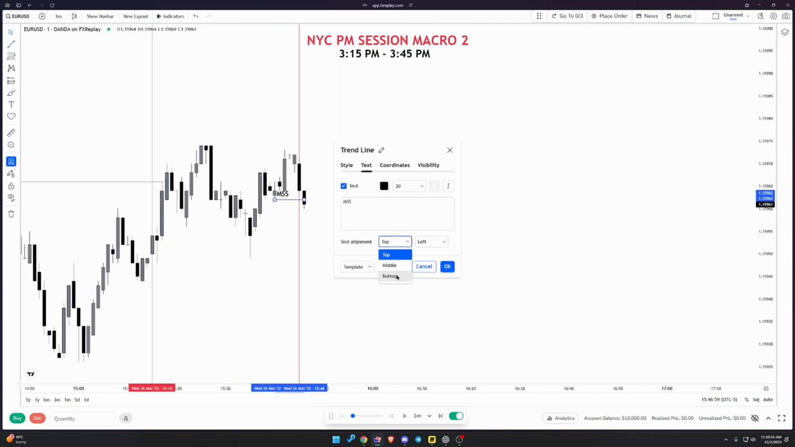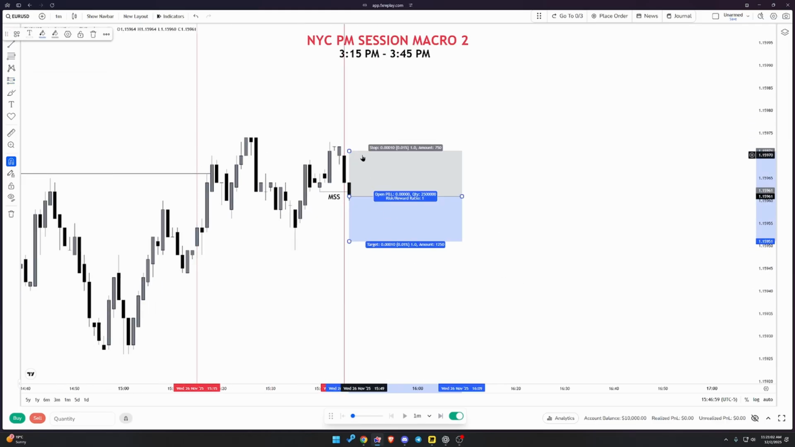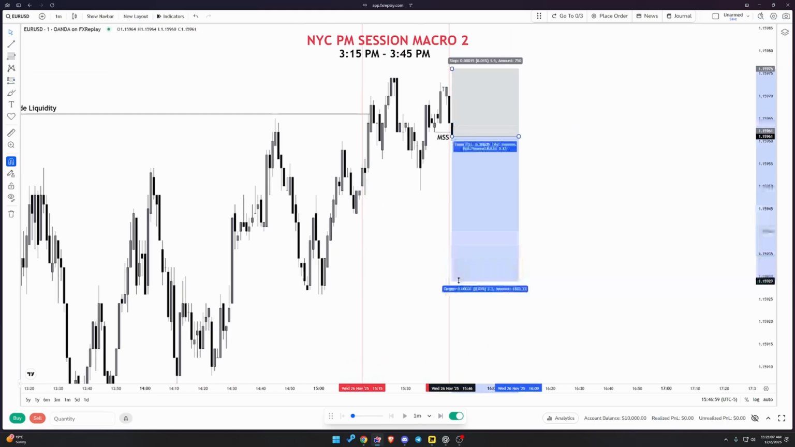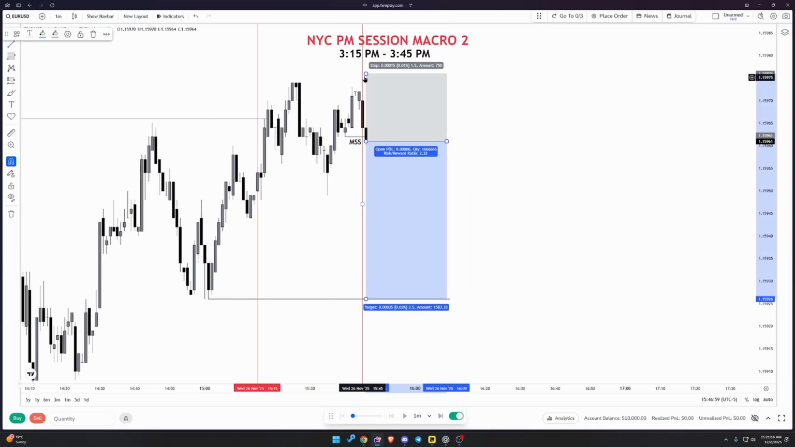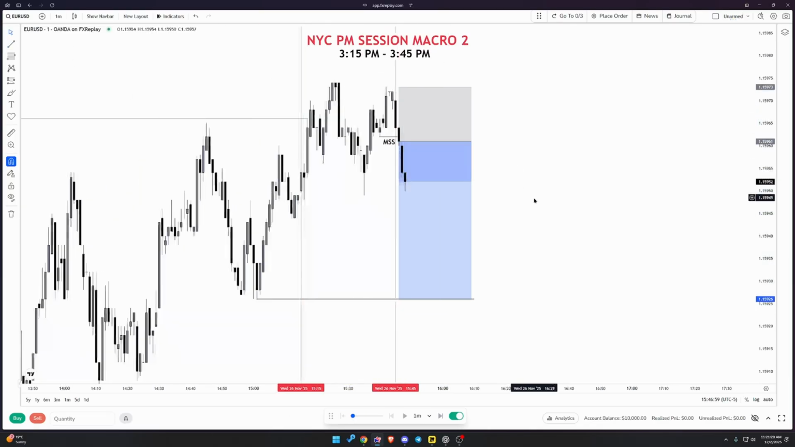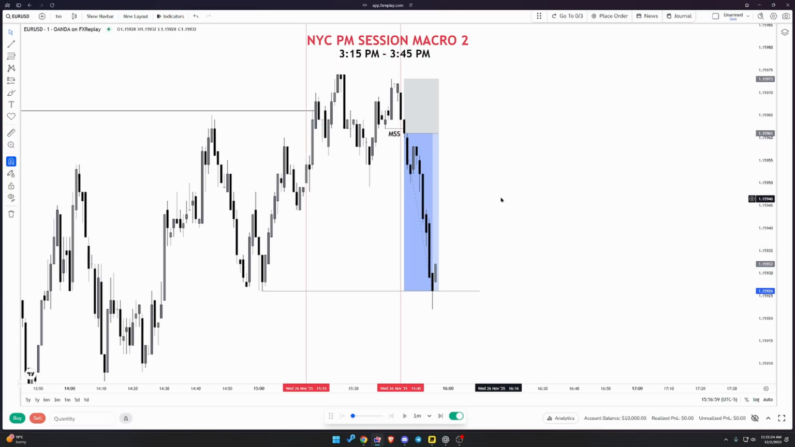We now have a market structure shift to the downside. We will enter short right here, place our stop at the recent high, and target the sell side liquidity. The price instantly moved straight to our target, so clean target.